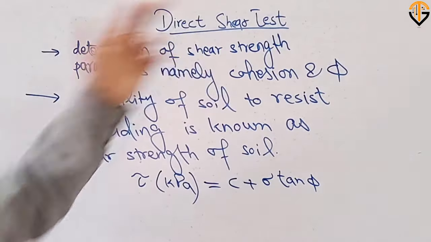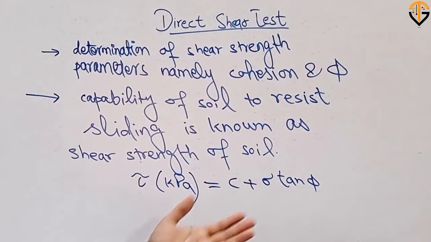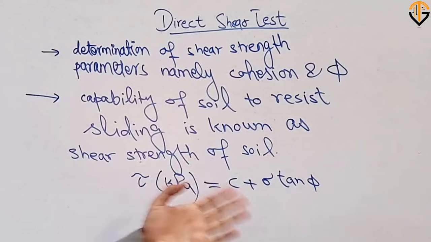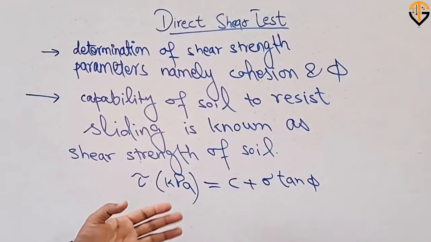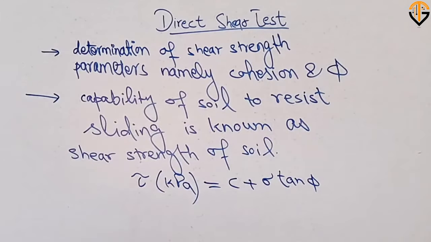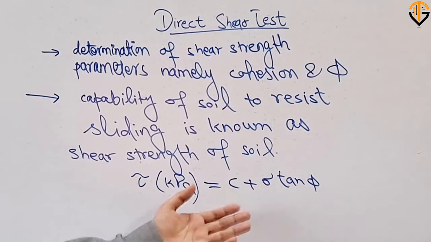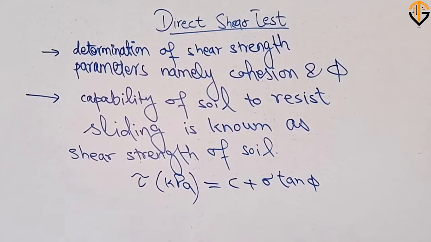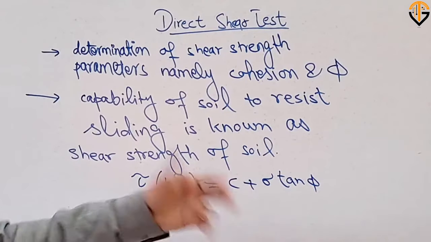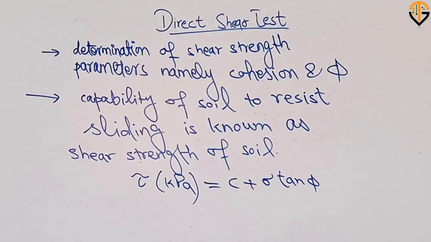And direct shear is one of the techniques that is used to determine the shear strength parameter. There are other techniques as well which are used for the determination of shear strength parameters, like triaxial testing and UCS as well. So now let's move ahead, and in the end we will try to understand the graphical or more technical definitions of cohesion and phi as well.